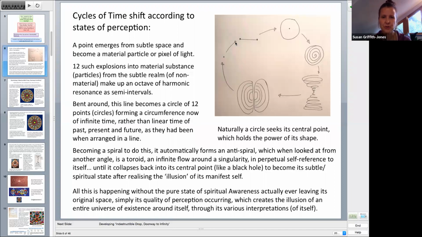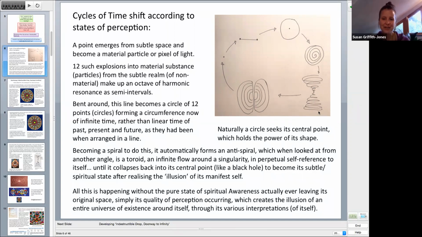Let's assume that they're sitting in the positions of the numbers of a clock. So rather than having the linear time of past, present, future, as you would on any linear line, you now have a sense of infinity. There is no definite starting point, no ending point; any point on the circumference could be the start or the ending point. So it makes it infinite in that sense. Naturally, a circle seeks its central point because that holds the power of all its shape. It's its energetic source. And in doing that, it creates a spiral, which automatically creates an anti-spiral.